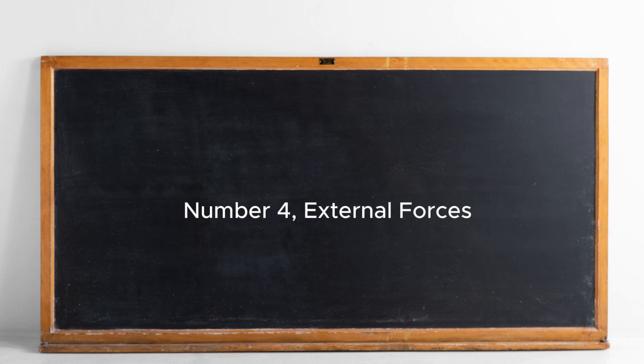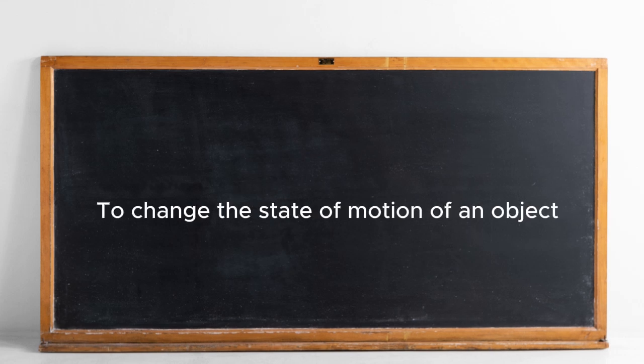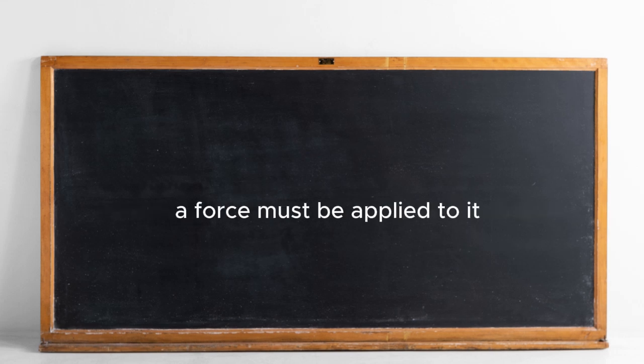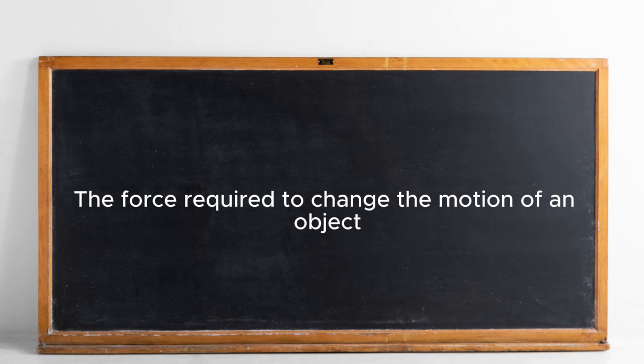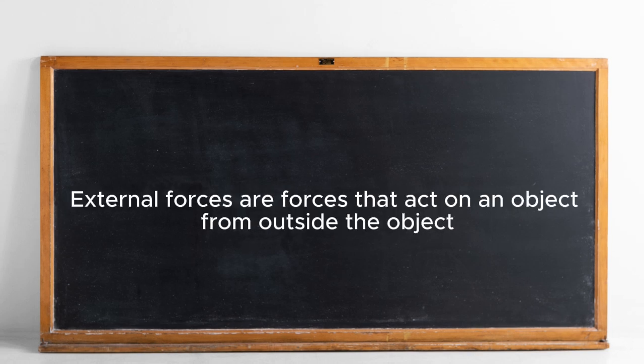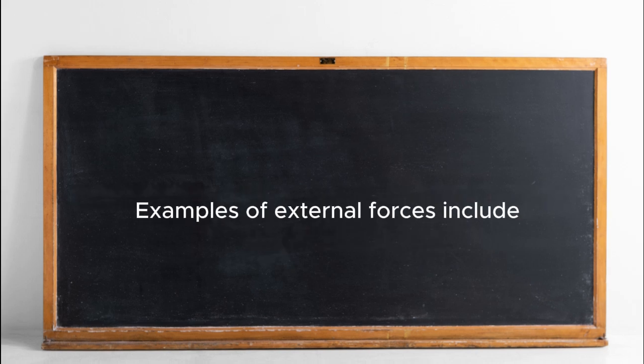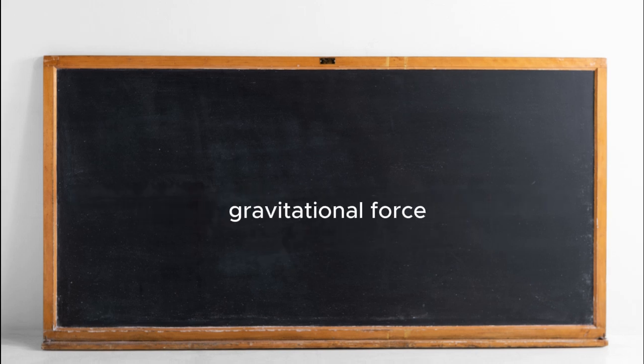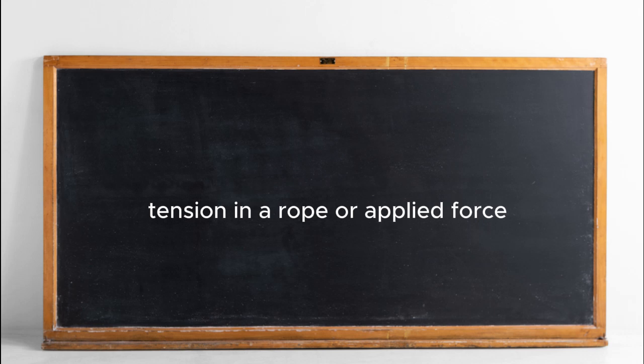Number 4. External forces. To change the state of motion of an object, a force must be applied to it. The force required to change the motion of an object is called an external force. External forces are forces that act on an object from outside the object. Examples of external forces include gravitational force, frictional force, tension in a rope, or applied force, such as a push or pull.